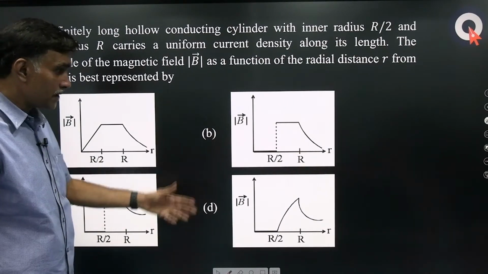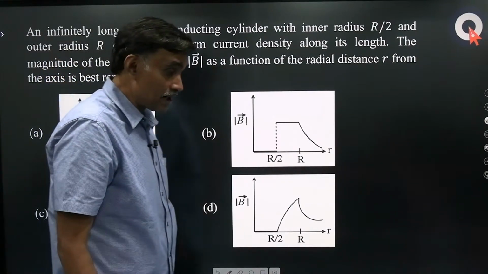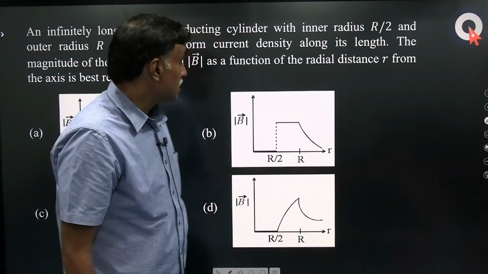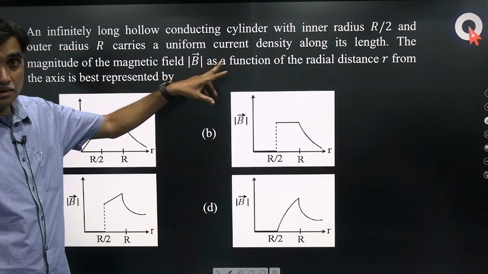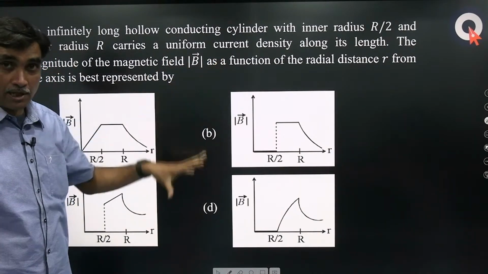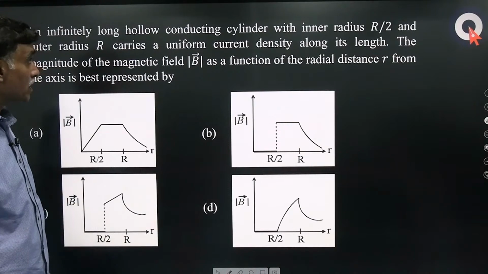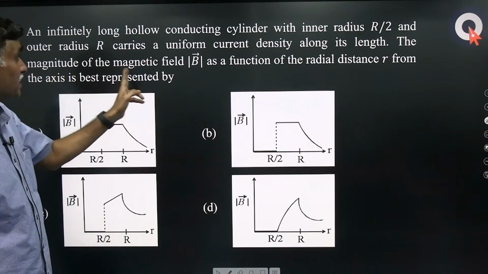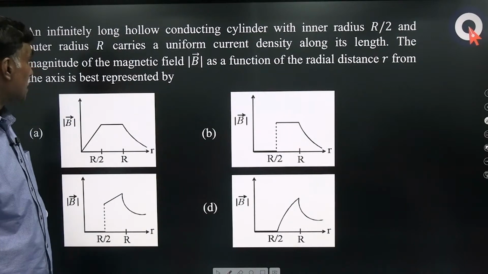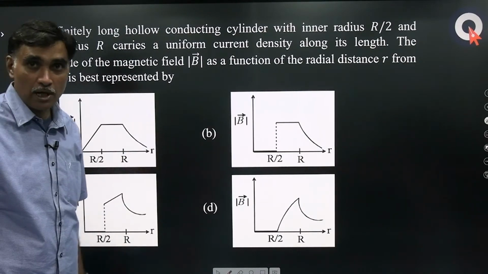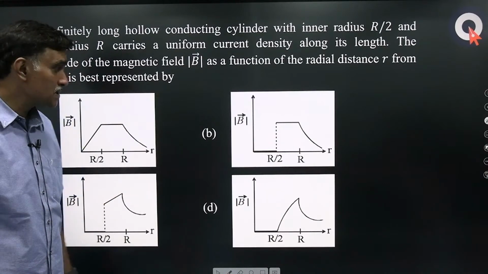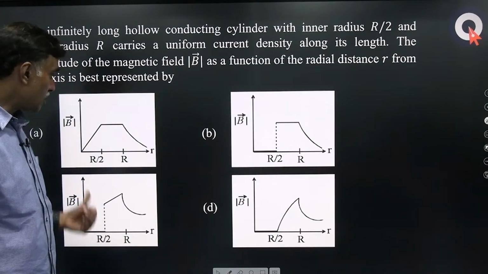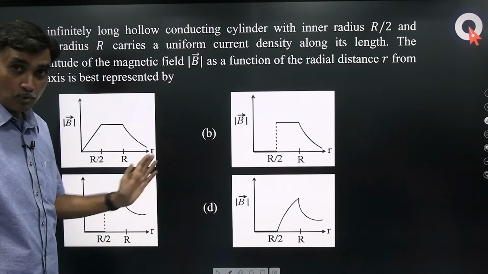So this is also a similar question to the one we have done earlier, but there the current density was varying. In this case it is a uniform current density, but it is a cylindrical shell of inner radius r by 2 and outer radius r. Then what is the magnitude of the magnetic field as a function of radial distance r? Outside it is mu naught I by 2 pi r anyhow, and up to r by 2 the magnetic field is 0. So you should get zero along the x axis up to r by 2.